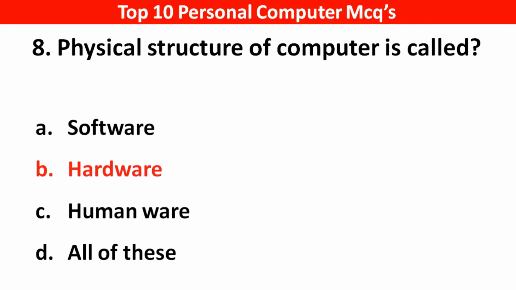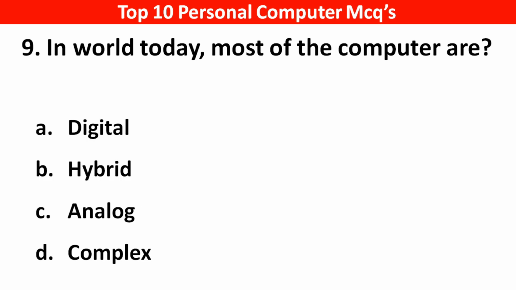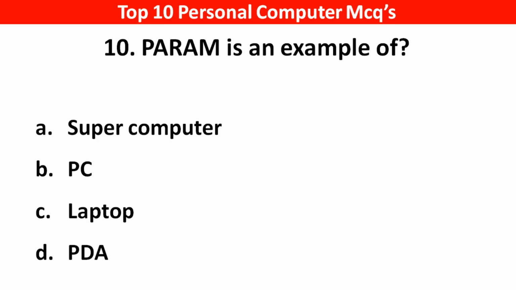Hardware. Next question. In the world today most of the computers are dash dash. Options A, digital. B, hybrid. C, analog. D, complex. Right answer is option A, digital. Next question. PARAM is an example of dash dash. Options A, supercomputers. B, PC. C, laptop. D, PDA. Right answer is option A.